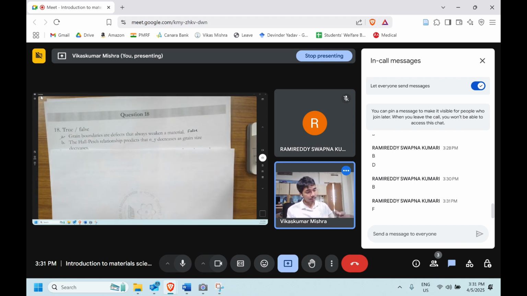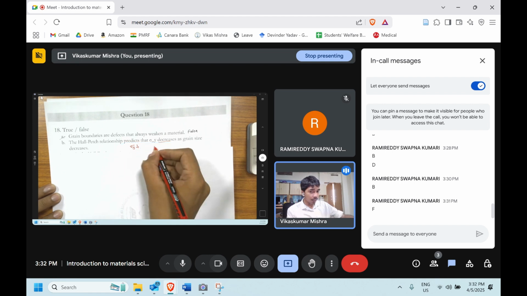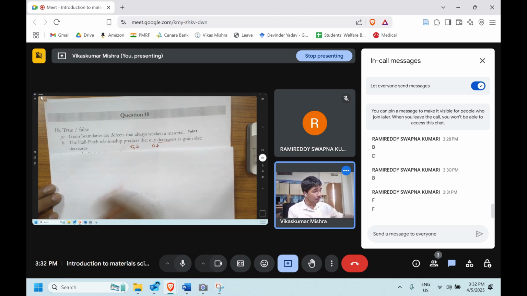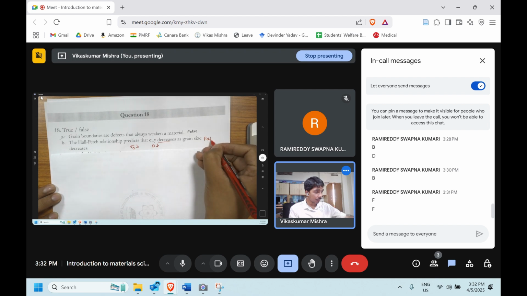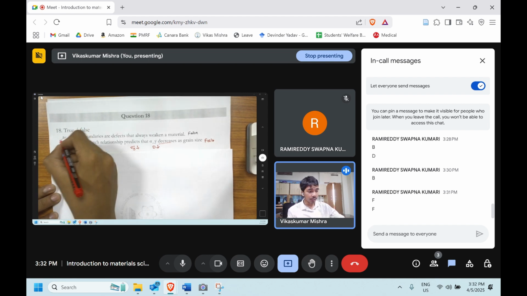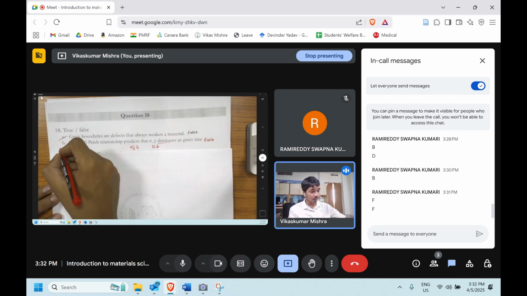Let's move ahead. The Hall-Petch relation predicts that yield strength decreases as the grain size decreases. Yield strength will decrease if I decrease the grain size. What do you think? False, right? Very good. It's the opposite. Yield strength will increase as the grain size is decreasing. The lesser the grain size, the more the number of grains. The more the number of grains, the more restriction toward the dislocations to move. And the more the yield stress.